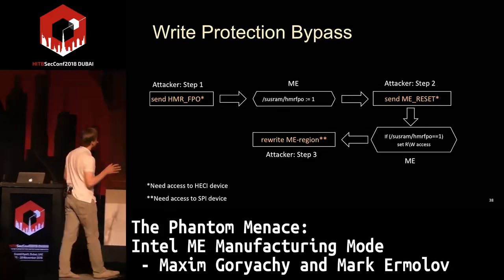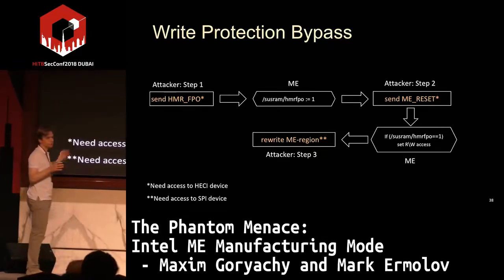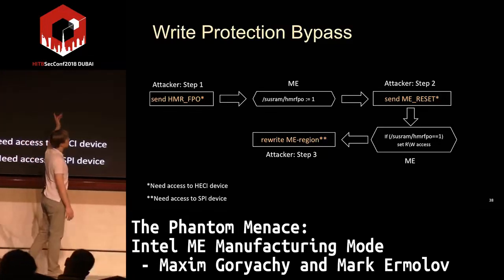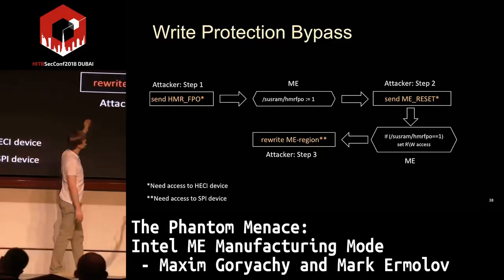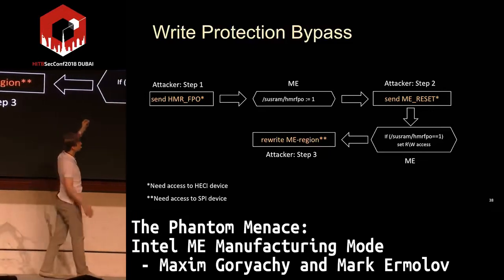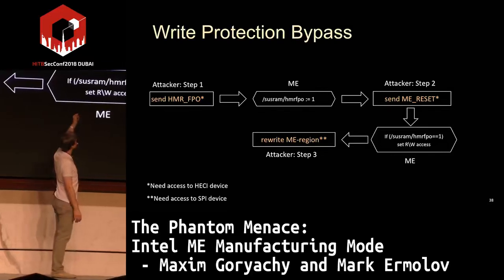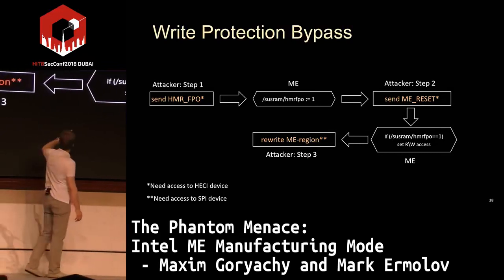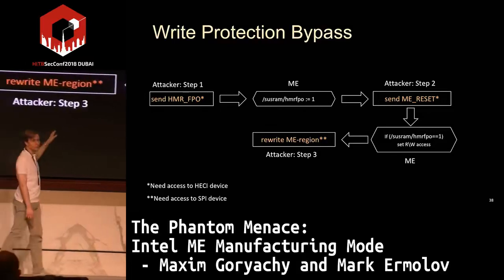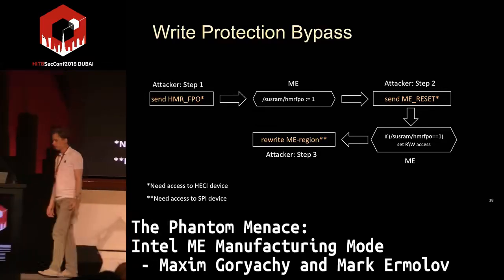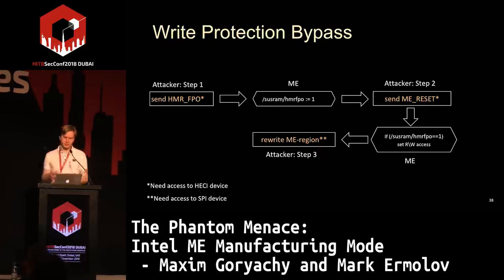It means what? You need to do three easy steps. On the first step, you send a message HMR of POWER. ME sets special flags in its internal file system. After that, on the second step, attackers send the ME reset command. And ME finds these flags and gives access to the ME region. Of course, you need access to the HCI device and SPI device, but that is the basic rule for all firmware attacks.